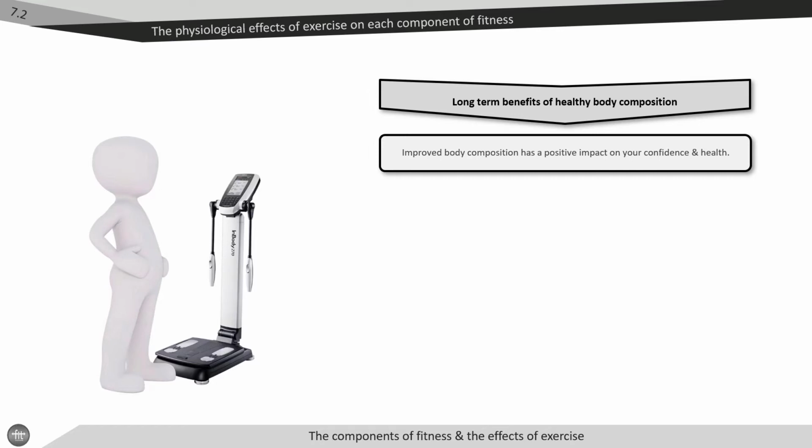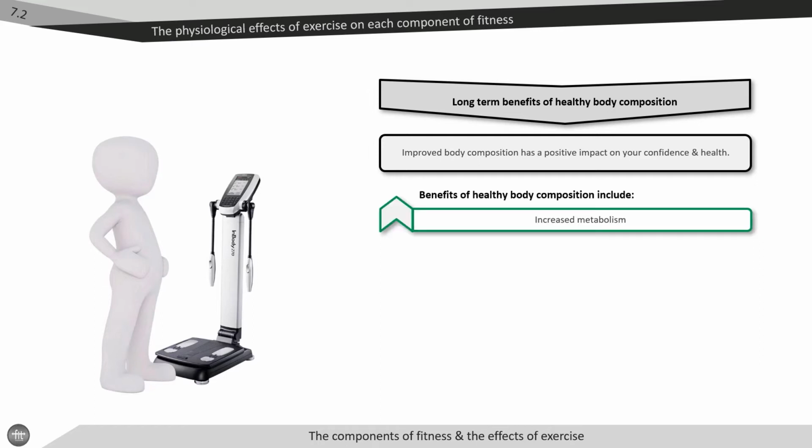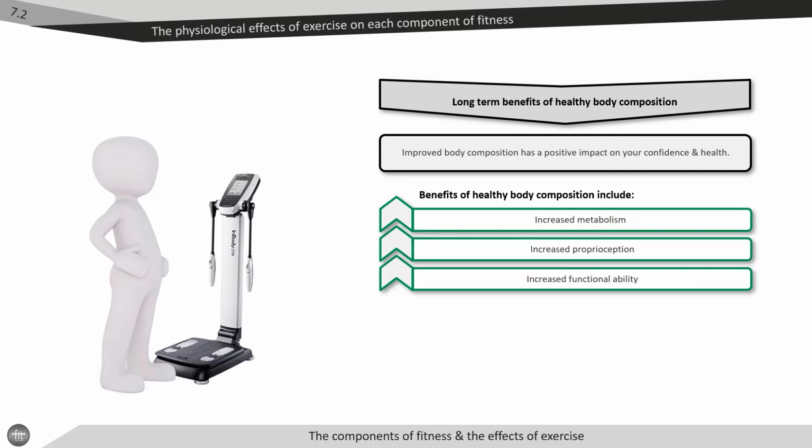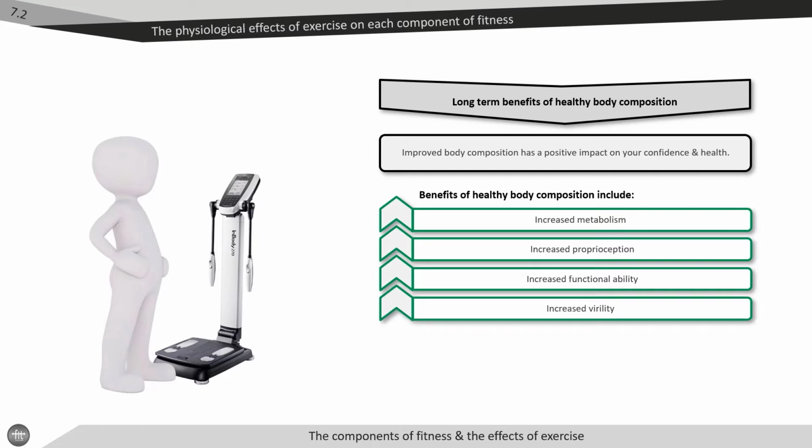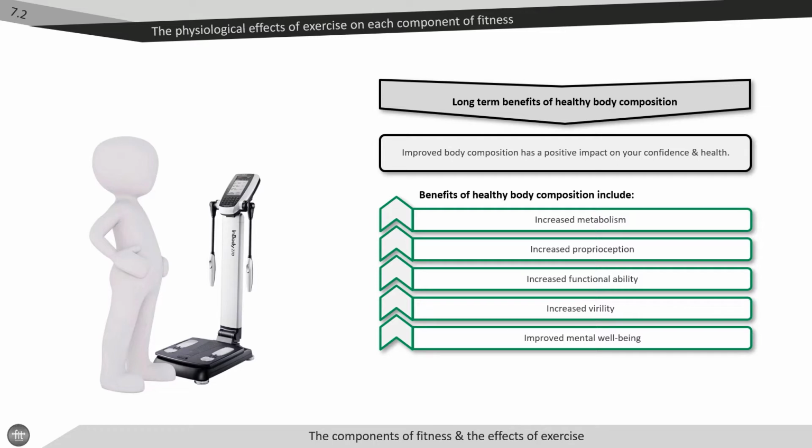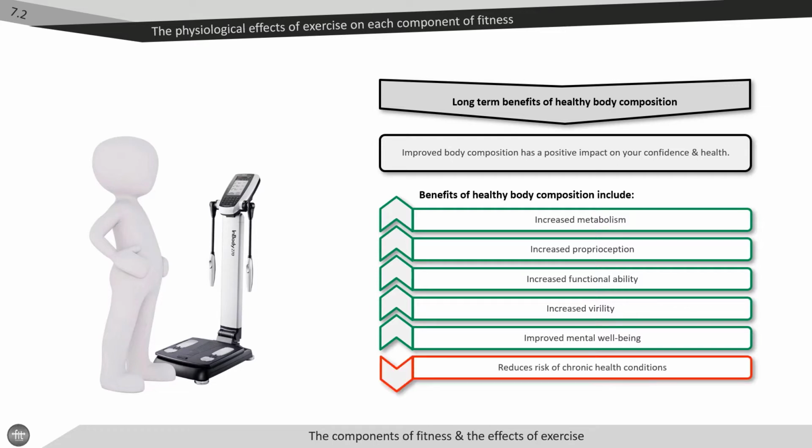Having an optimal body composition has a positive impact on both an individual's confidence and their health. Benefits of optimum body composition include an increased metabolism due to good lean to non-lean tissue ratio. This leads to an increase in proprioception and functional ability. Individuals with an optimal body composition will also benefit from increased virility and improved mental well-being. Ensuring a healthy body composition reduces an individual's risk of developing chronic health conditions or comorbidities associated with being overweight.